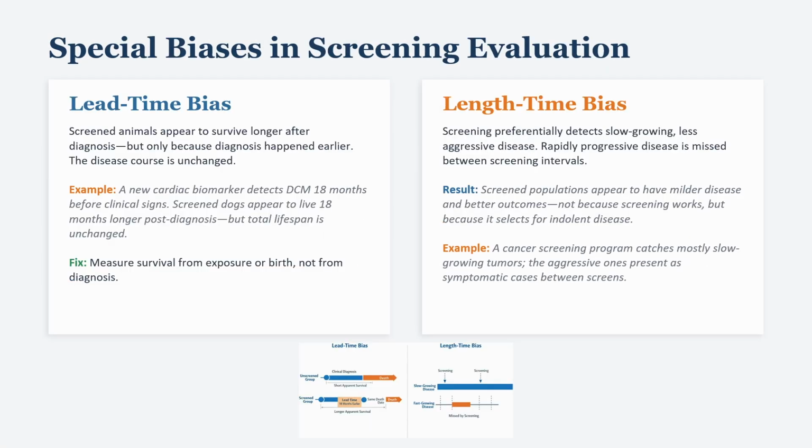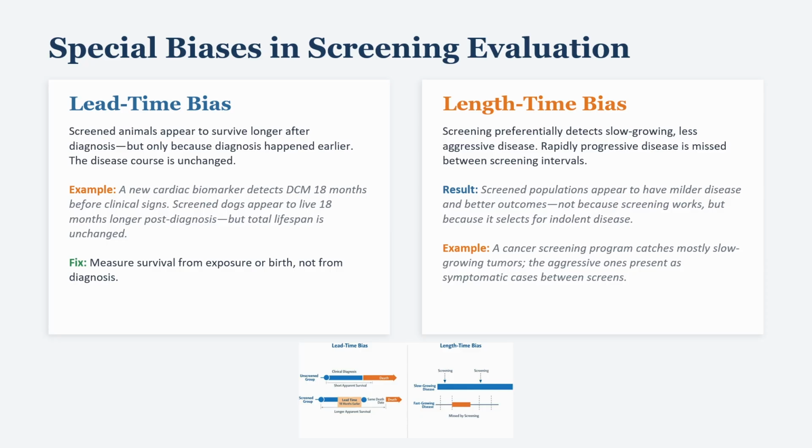Lead time bias and length time bias are subtypes of selection bias that are specific to the evaluation of screening programs. They're critically important for anyone designing or evaluating surveillance or early detection programs in veterinary medicine, and they're tested on the ACVPM exam specifically in the context of screening. Lead time bias is perhaps the most important concept in screening evaluation.